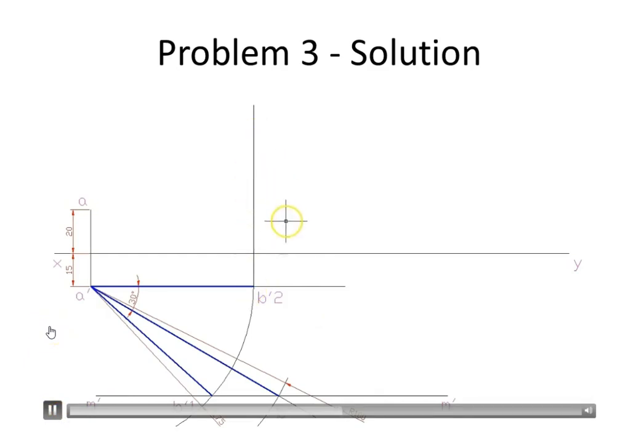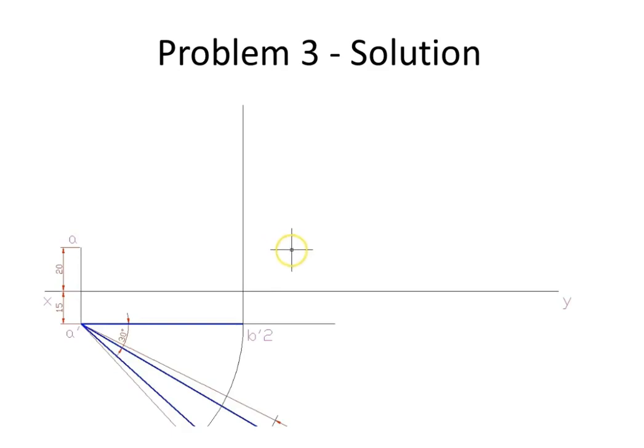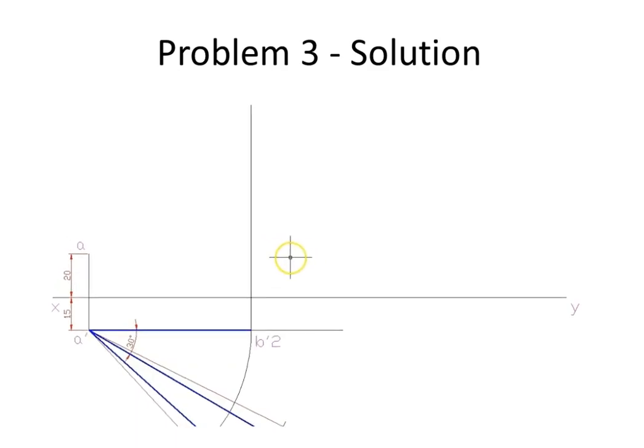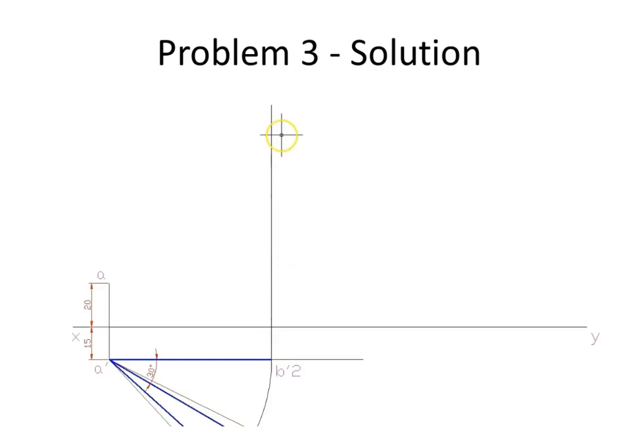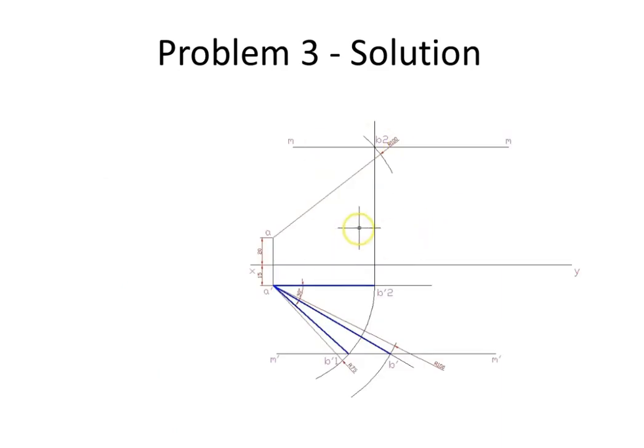So we project from B2 dash, and naturally we know the true length. So with A as center and 100 mm as radius, we cut on that projector. That point should be B2. So AB2 is the true length when the line is inclined to VP and parallel to HP.